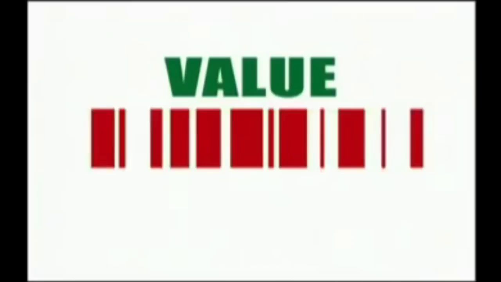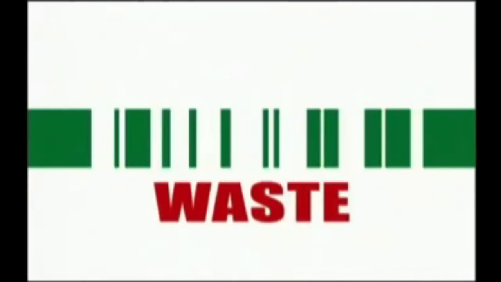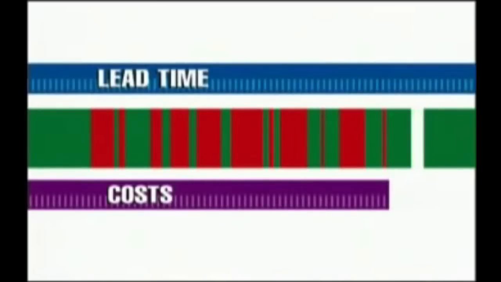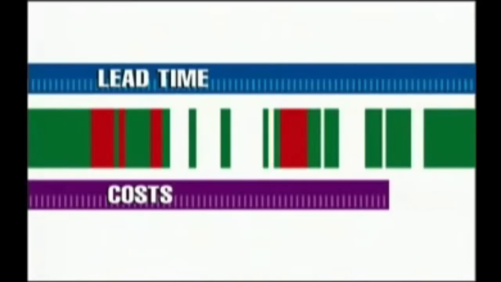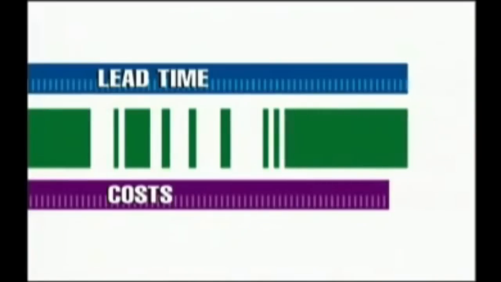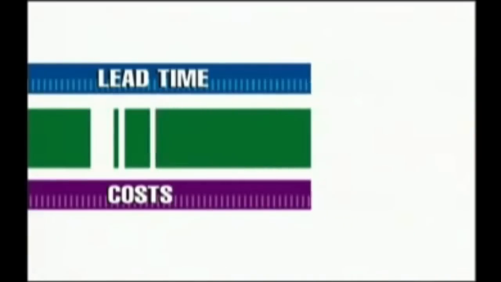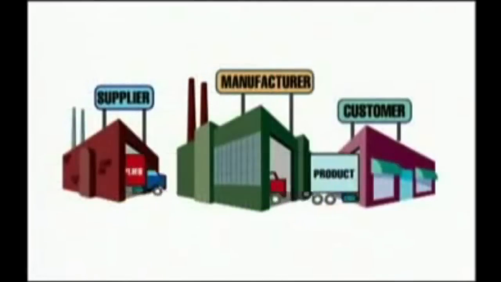Value is anything that your customer will pay for. Waste is anything that adds costs your customer would not pay for. This can be overproduction of finished goods or work in process, excess transport and handling, scrap and rework, or wasted time while people and goods wait for things to happen. As you work to drive out waste and flow your product more quickly through the value stream, your operation becomes less costly and more responsive to customer demand.